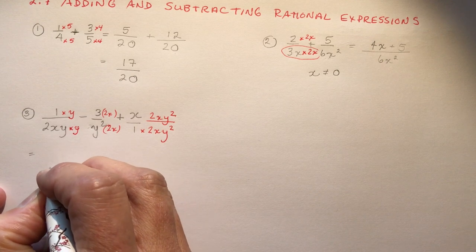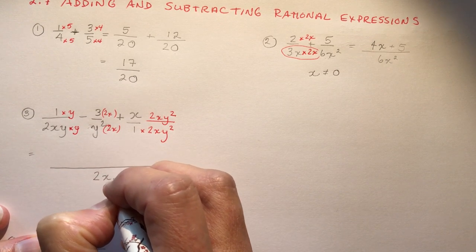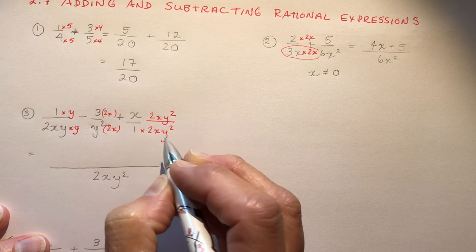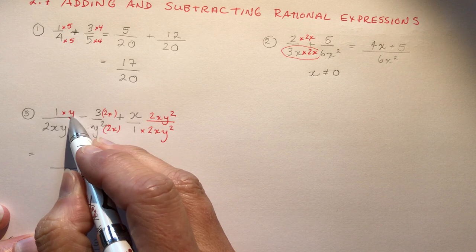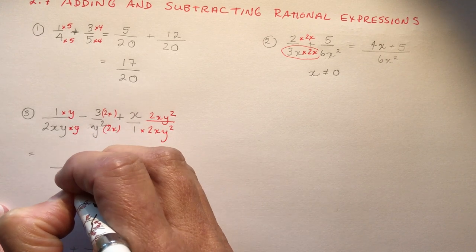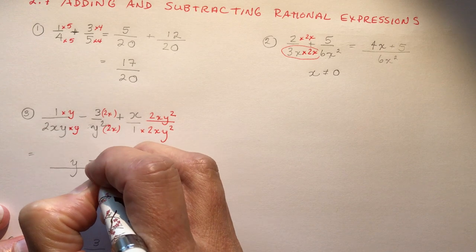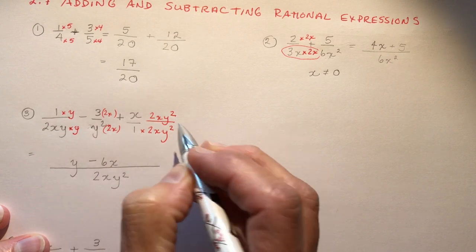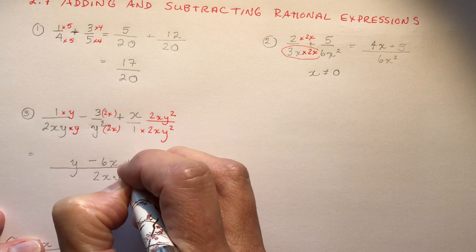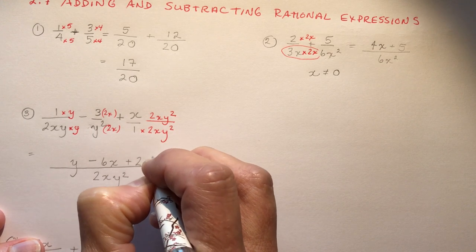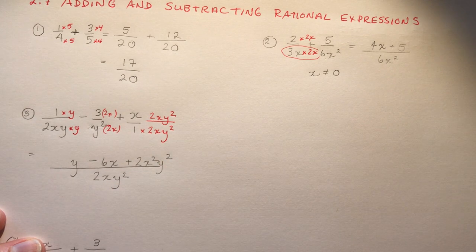Okay, so my common denominator, I'm going to put it all over here, is 2xy squared. We decided that's what it was going to be. I multiplied the 1 by y, so I have a y here. I have minus 3 times 2x. That's minus 6x. And this one, x times 2xy squared, is going to give me plus 2x squared y squared. And that's it. I'm done.